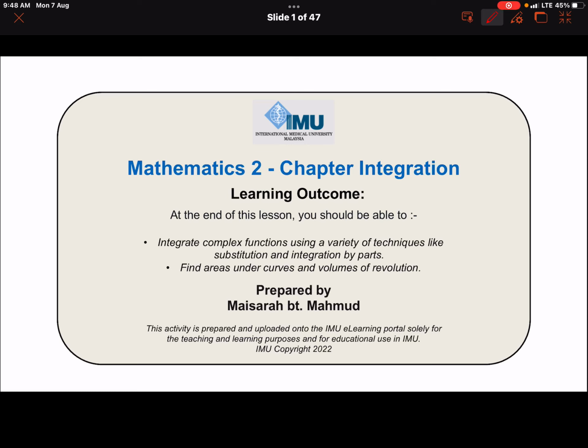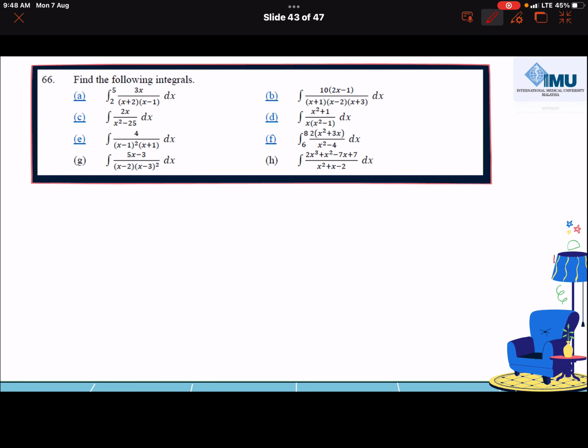Mathematics 2, Chapter Integration. Tutorial question 66, part E. Let's try to do it together. Integrate 4 over (x minus 1) power of 2 times (x plus 1) dx.